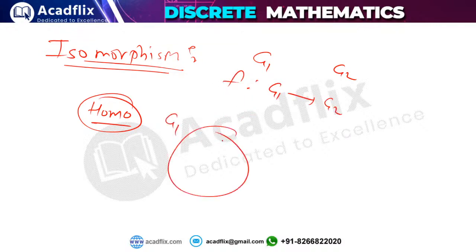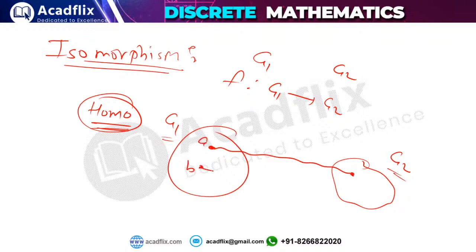For example, let's assume this is G1 and this is G2. Now what is homomorphism? You have an element and you are basically mapping it like this. So you can map two different elements to the same element also. Remember, in homomorphism you can map two different elements to the same element also.